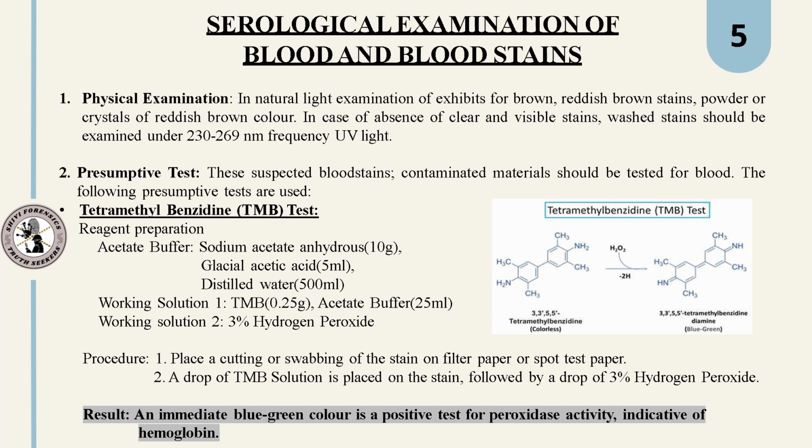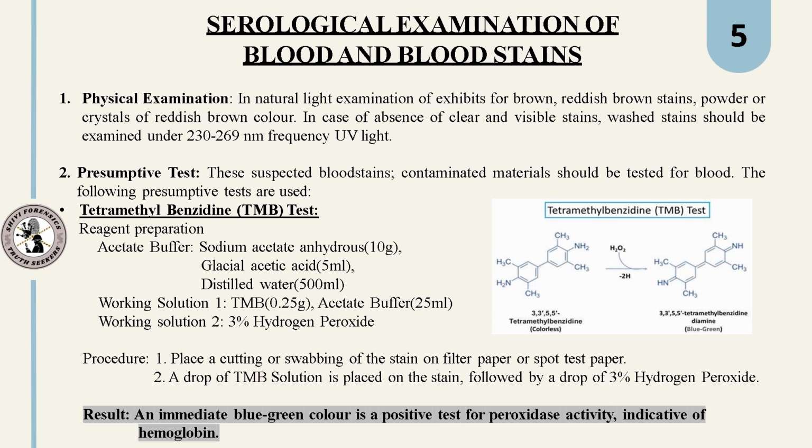So if we talk about the serological examination of blood and blood stains, as you know, the first step is visual or physical examination. In this, if we can see the blood or stain with our naked eyes, then we will just see its color, whether it's brown or reddish brown or not. Afterwards, we will check, if it is in dry state, what is the physical texture of it, whether it's powder, whether it's crystal or not.